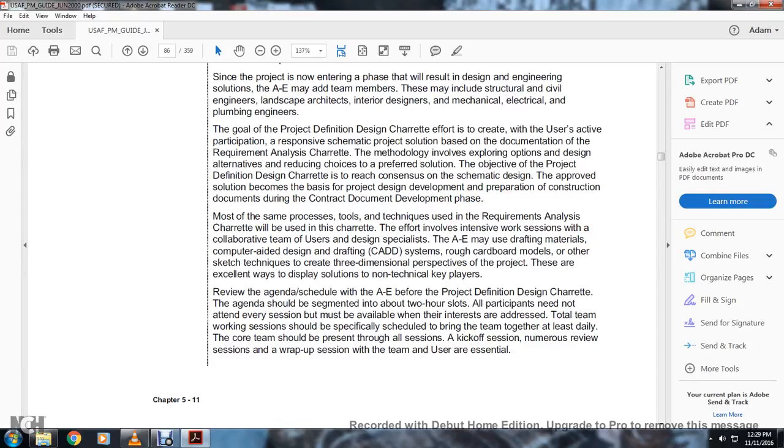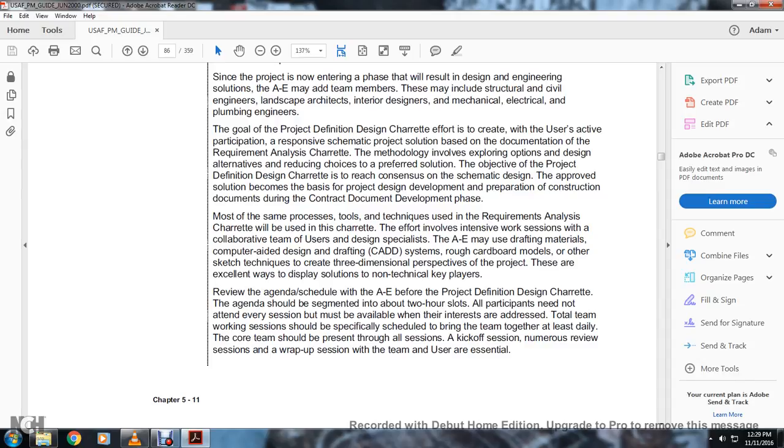The user design specialist and the architectural engineer may use drafting materials, computer-aided drafting and design, rough cardboard models, and other sketch techniques to create a three-dimensional perspective of the project. These are excellent ways to display a solution to non-technical key players. Review the agenda schedule for the architectural engineer project definition design charrette.